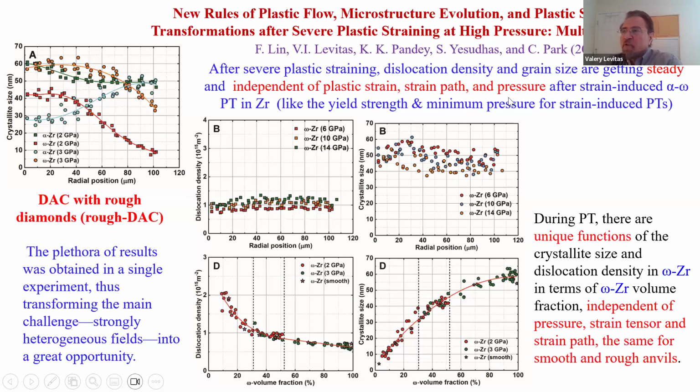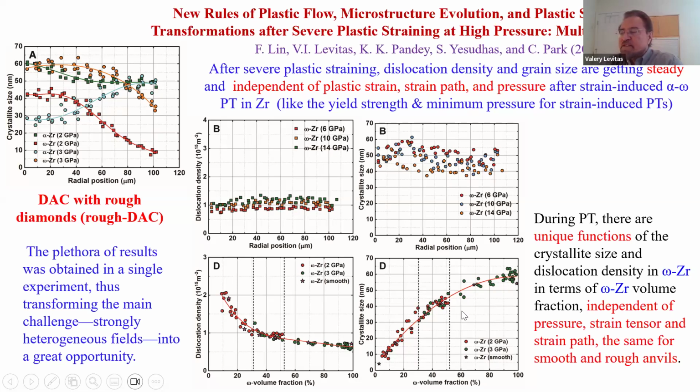And this is the first informative rule for microstructure. And then during phase transition, you see this is a complete mess. But if you plot all these points versus volume fraction of high pressure phase, they both are along the same line. That means that during phase transformation, there is a unique function of crystallite size and dislocation density in terms of volume fraction of high pressure phase, which is independent of pressure, strain, and strain path. And also it's the same for smooth and rough diamonds.